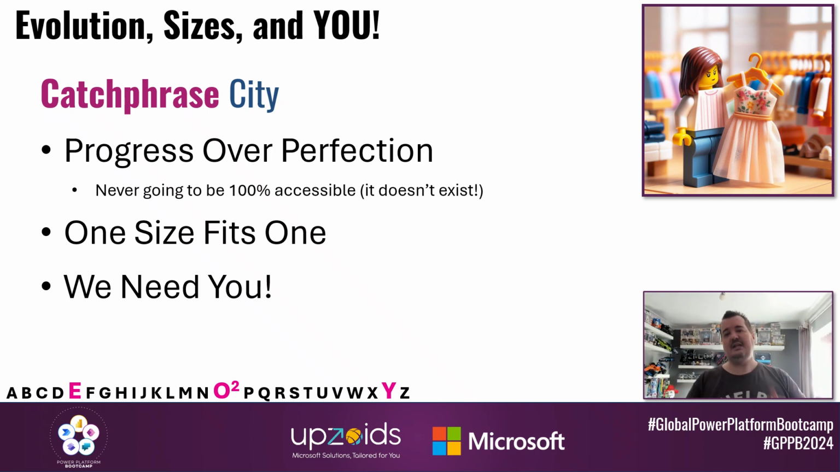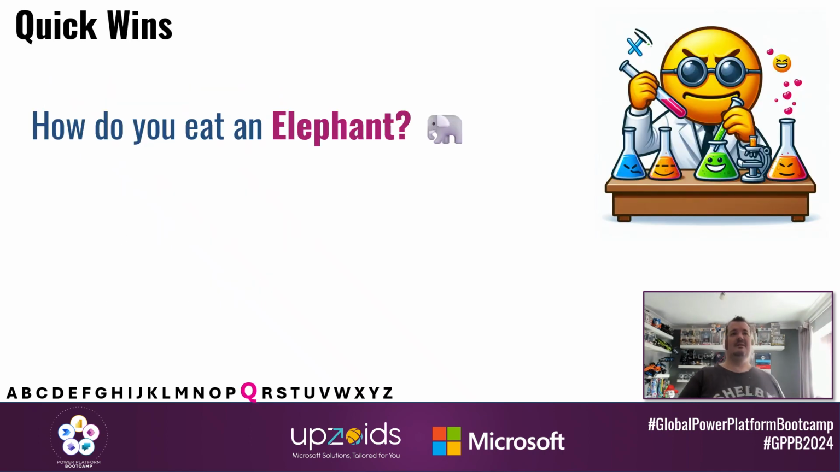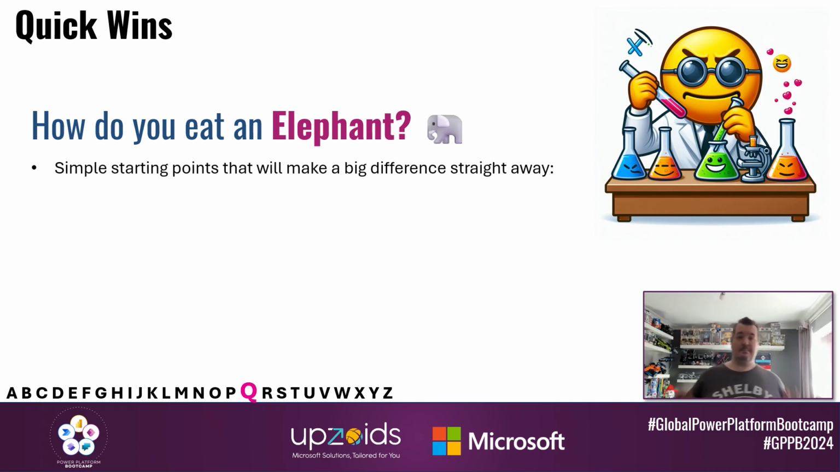So please, we need you. Make a start and get on the journey. Remember that you can't be perfect because it doesn't exist. But there are some quick wins to help you get started. And the question that can be asked is, how do you eat an elephant? The answer is one bite at a time. You start with the first bite. A journey of 1,000 miles begins with the first step. And there are some simple starting points that, believe it or not, will make a huge difference straight away.